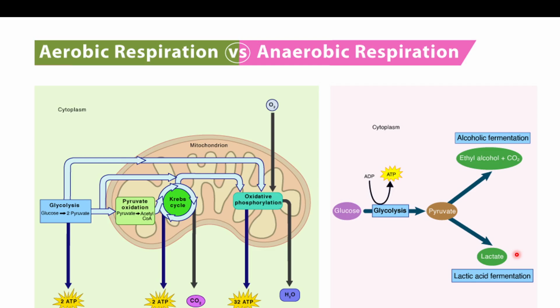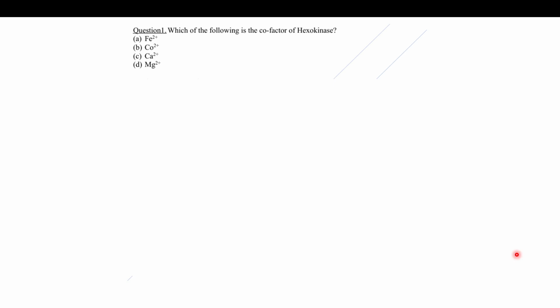Now, some example questions. Which of the following is a cofactor of hexokinase? When we talk about enzymatic functions, enzymes require certain accessories to function fully or perform their function properly. In this case, it can require organic compounds or ions, etc. In the case of hexokinase, which converts glucose to glucose 6-phosphate in the glycolytic pathway, it needs magnesium ions as a cofactor for its functioning.